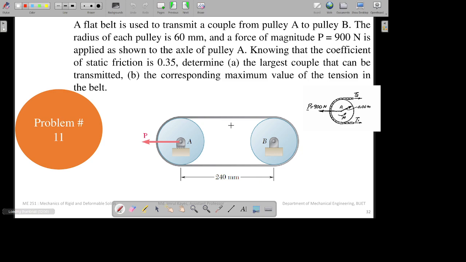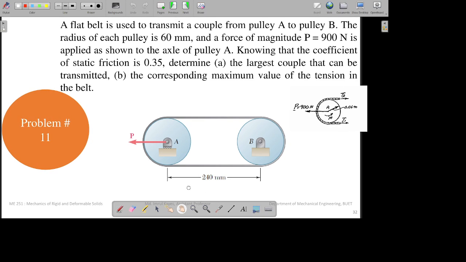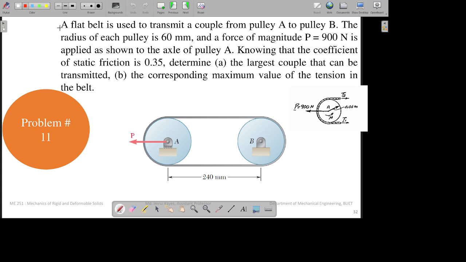Now moving to the next problem. A flat belt is used to transmit a couple from pulley A to pulley B. The radius of each pulley is 60 mm and a force of magnitude P equal to 900 Newton is applied as shown to the axle of pulley A. Knowing that the coefficient of static friction is 0.35, determine A, the largest couple that can be transmitted, B, the corresponding maximum value of the tension in the belt.